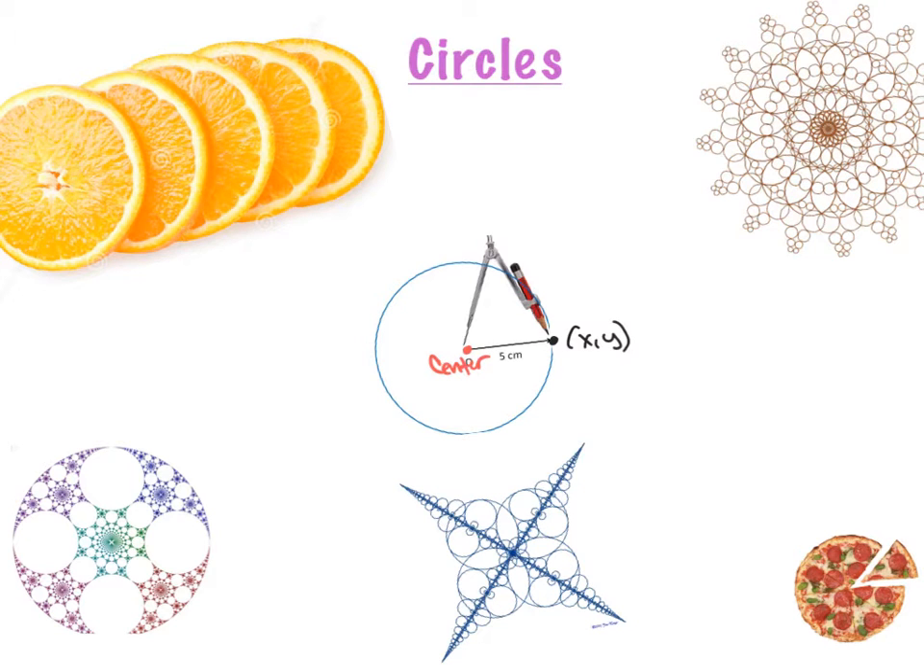is always the same. So in this case, the distance from the center to all of these points x, y around our circle is always 5 centimeters. So circles are always constructed the same way. They have the same distance from a center point, from a fixed point.